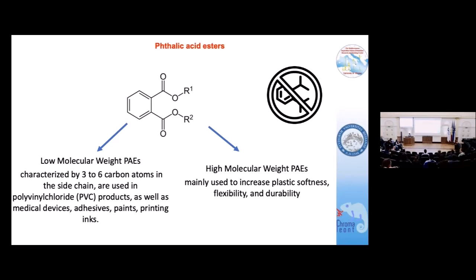Something very fast regarding phthalates: they are esters coming from phthalic acids. They are used mainly to increase plastic softness and flexibility, and they are divided according to the length of the chain. So we have both low and high molecular weight phthalates.